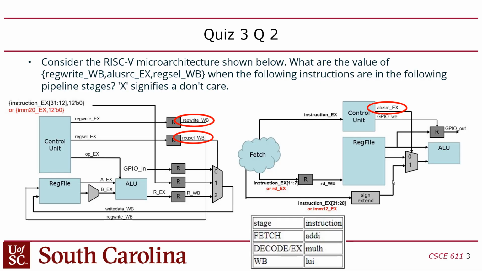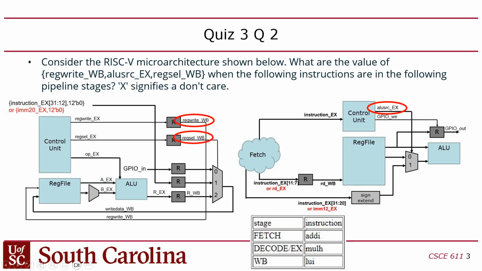But actually there's a third option that's not explicitly shown here. The third option is if I don't care because I'm not using the ALU. And in this case, no, sorry, that's not true. LUI is in write back. We have a mul-H in decode in EX, right? So the mul-H is an R-type instruction. So the ALU source should be a 0 for that, right?